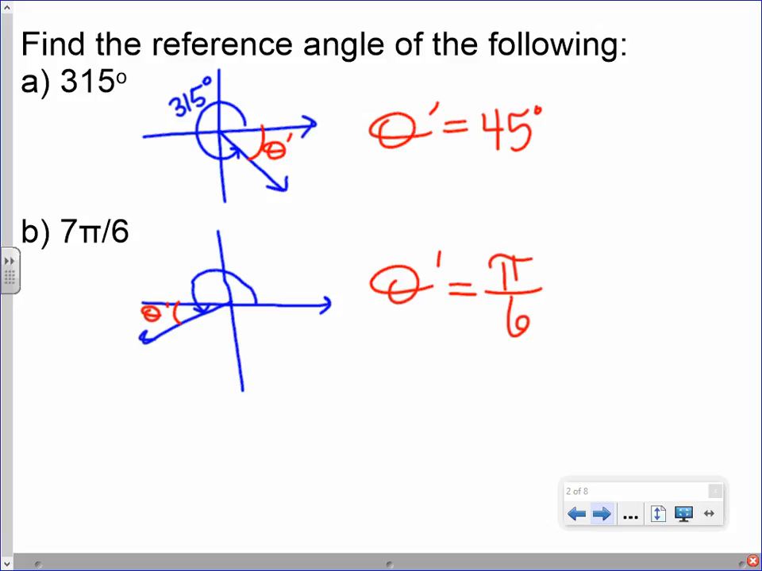Since they all have reference angles that are the same, their xy coordinates are going to be the same with different positiveness. Okay? That's what I want you to understand about the unit circle.